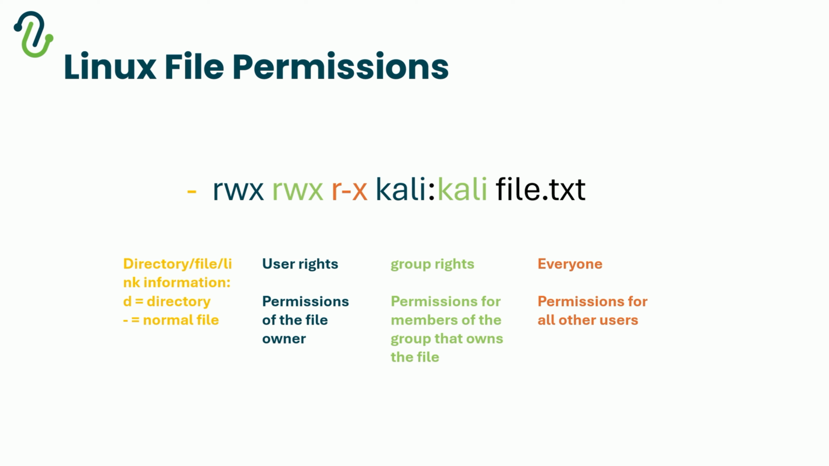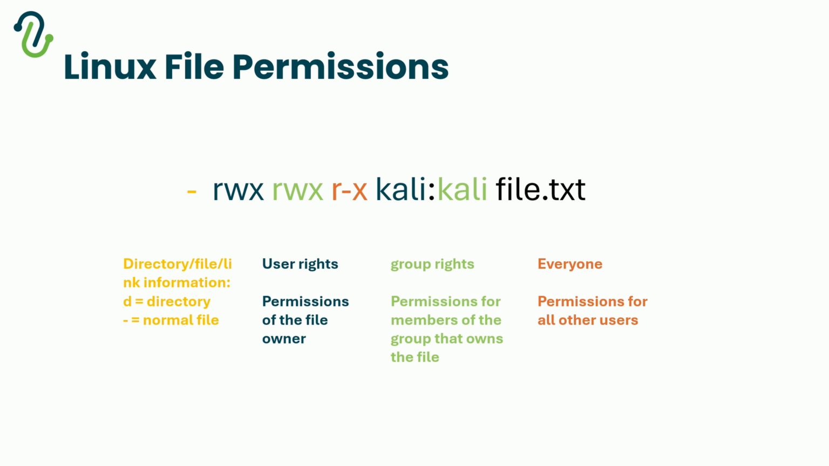Okay, so when we run the ls -la command, we see a long string, and we first of all get a hyphen at the front. This tells us if something is a directory or a file. If it's a folder, this will start with a D, for directory. If it's a file, like this example on the screen, file.txt, then we will just have that dash, that hyphen.